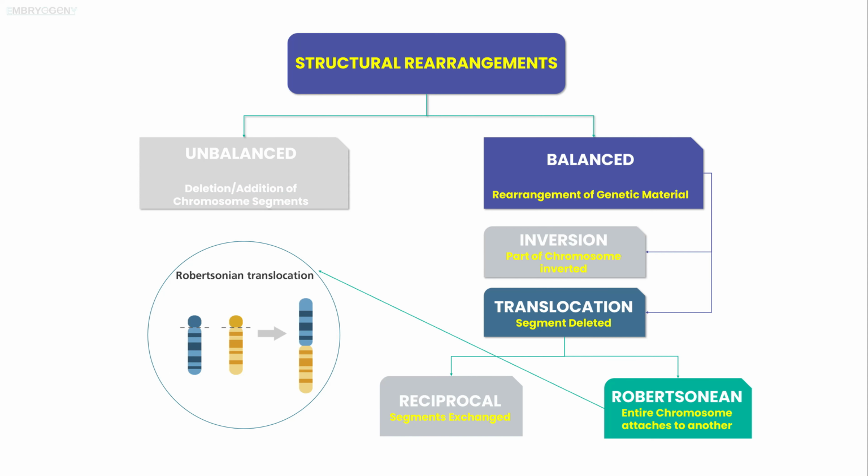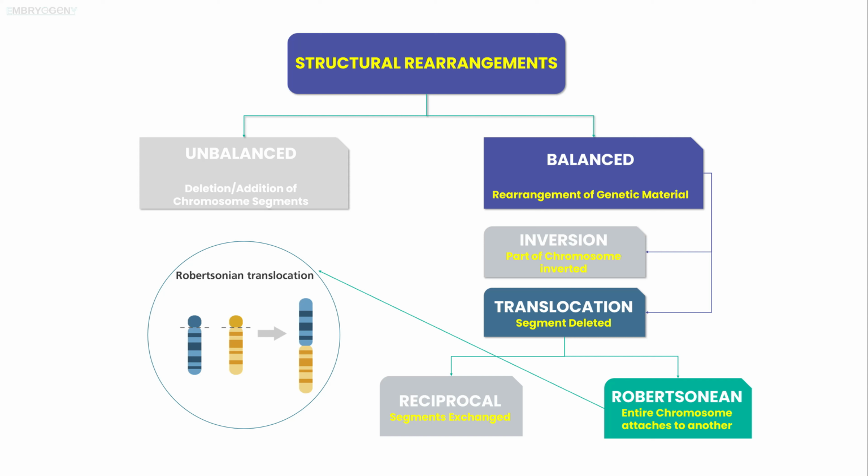Robertsonian translocation typically involves acrocentric chromosomes. If you remember, we just saw what acrocentric chromosomes were, where the centromere is placed at an extreme end. So chromosomes 13, 14, 15, 21 and 22 are acrocentric chromosomes. In a Robertsonian translocation, the long arm of any two acrocentric chromosomes join to produce a single metacentric or submetacentric chromosome. So there is typically no loss of genetic material.